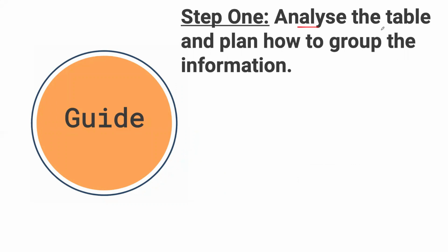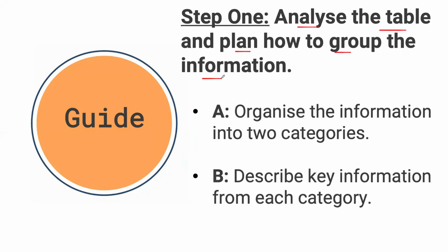You're going to analyze the table, plan out how to group the information, and you want to pay attention to these 2 sub-steps. We have A and B. First off, we're going to organize the information into 2 categories. You want 2 categories because it will make things easier when you write your essay. I'll talk about that in our example in just a moment. And then once you organize the information, you're going to describe the key information from each category.